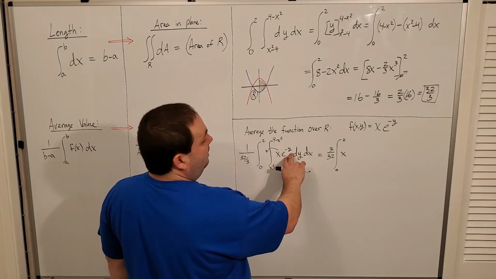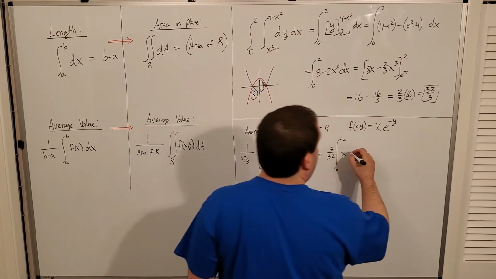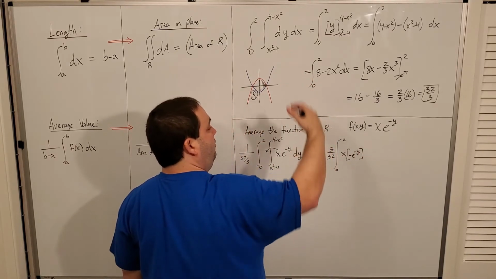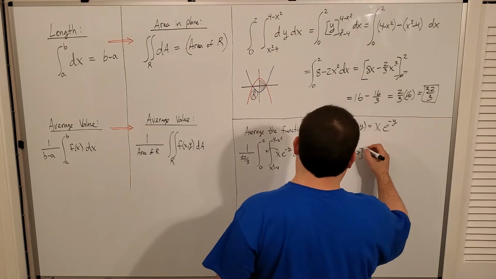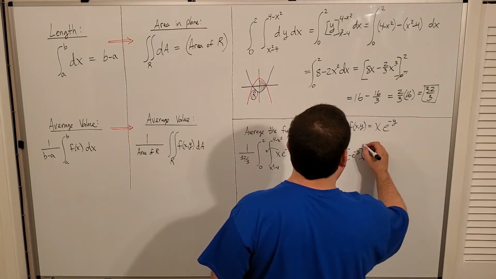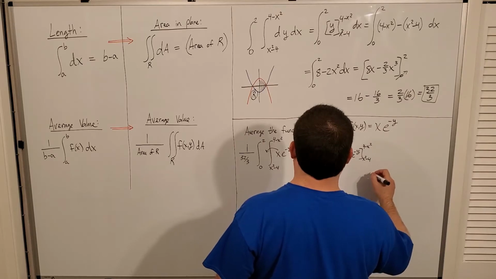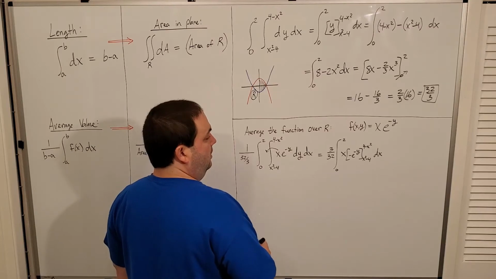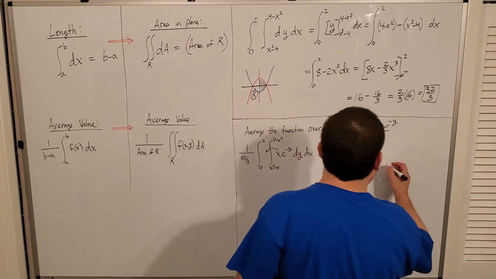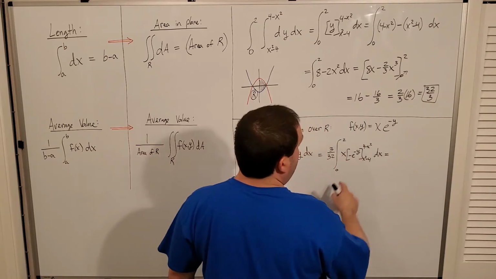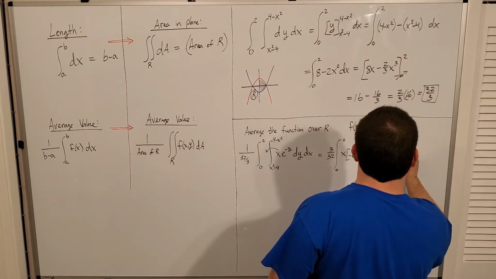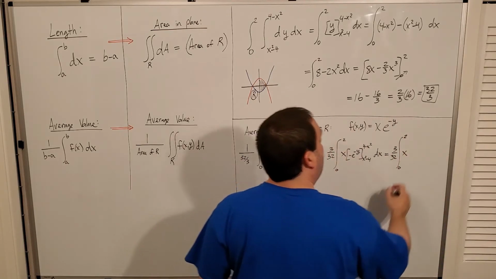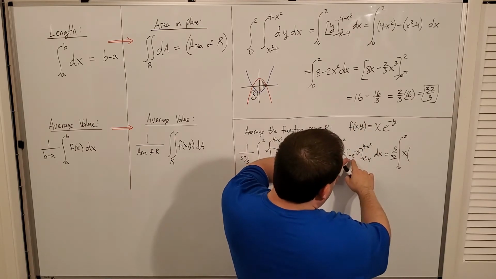And then e to the negative y is just negative e to the negative y, right? And it's going to be evaluated from the x squared minus 4 to the 4 minus x squared, and then dx, right? So then from here, I can set up this integral as the 3 over 32 integral from 0 to 2. I've got x times, and then notice the negative, right?